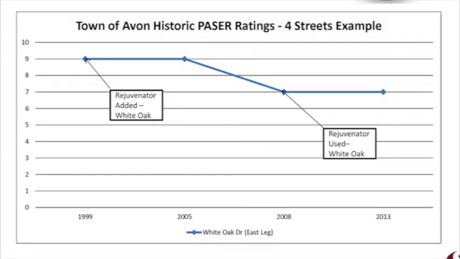Now let's look at a couple of street examples. We have here White Oak Drive in the town of Avon. Rejuvenator was added in 1999. You can see that the average Paiser rating stayed at a 9 from 1999 to 2005. It did not degrade. In 2008, the Paiser rating dropped to a 7.